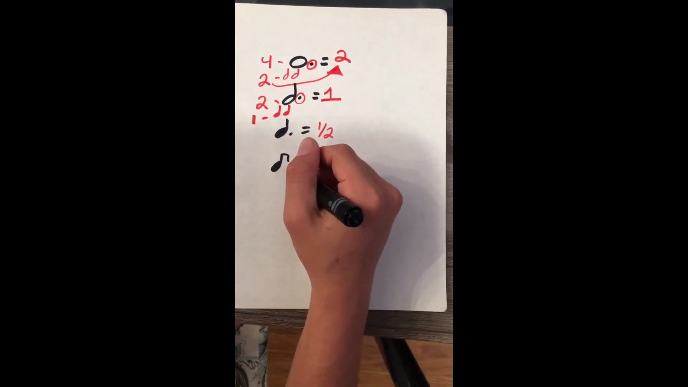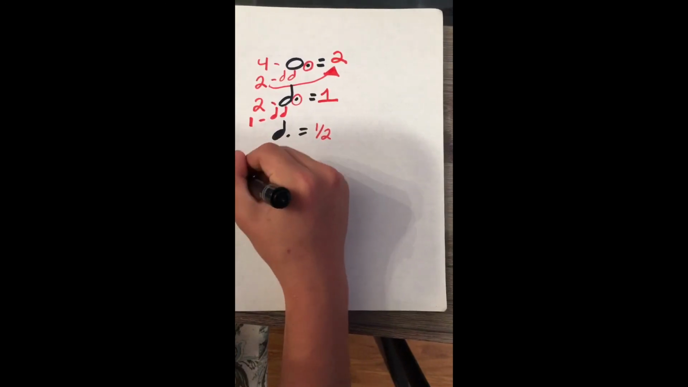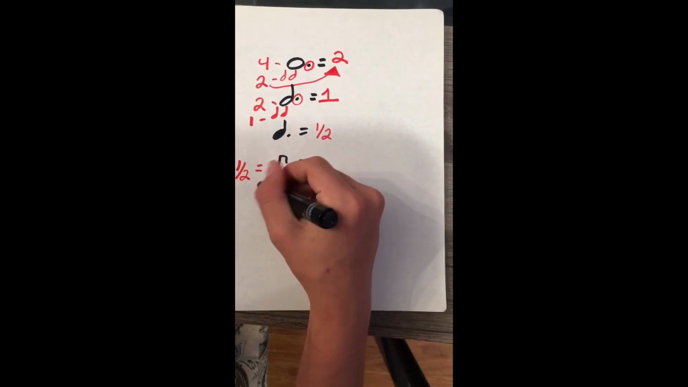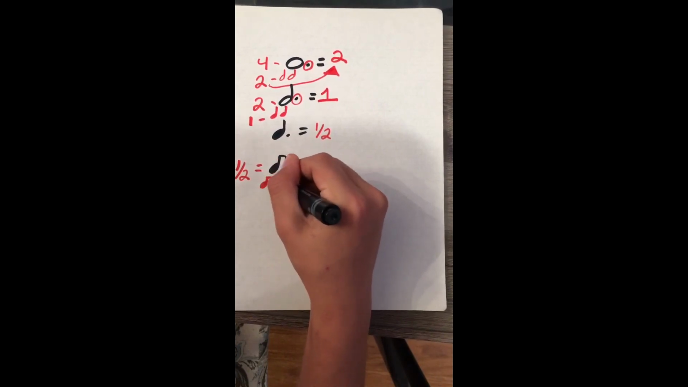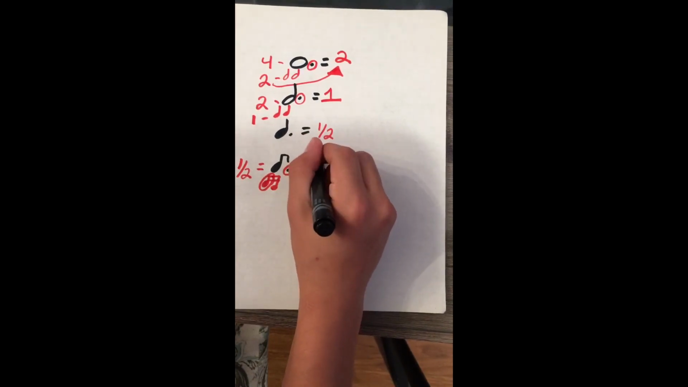A dotted eighth note: an eighth note is equal to half a beat. The eighth note is made up of two 16th notes. So the value will have to be one 16th note, otherwise known as 1/4.